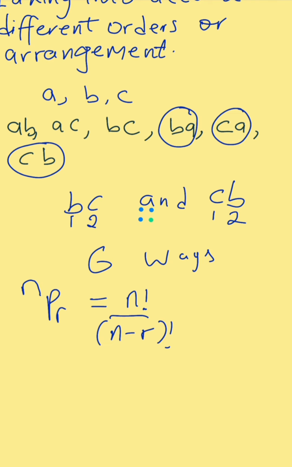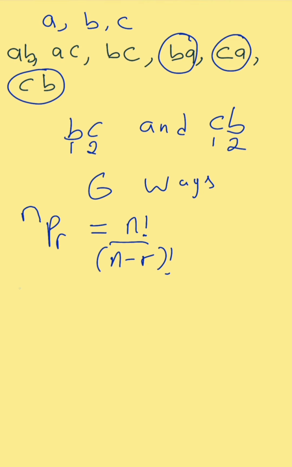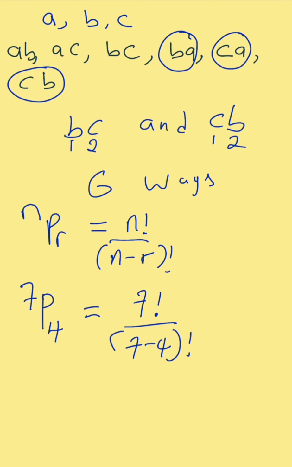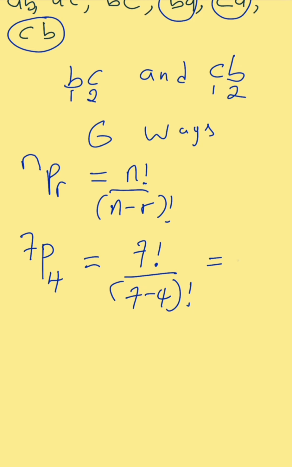Supposing you wish to find the value of, let's say, 7 permutation 4, for instance. Following the formula, 7 permutation 4 should be 7 factorial all over 7 minus 4 all factorial. That is what it will give you. And you know that when you subtract 4 from 7, it will give you 3 factorial. Therefore, 7 permutation 4 is the same thing as 7 factorial over 3 factorial.